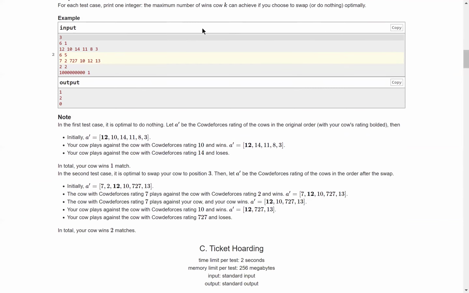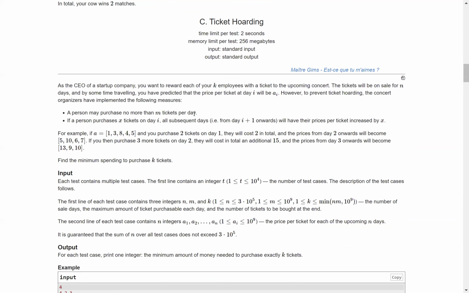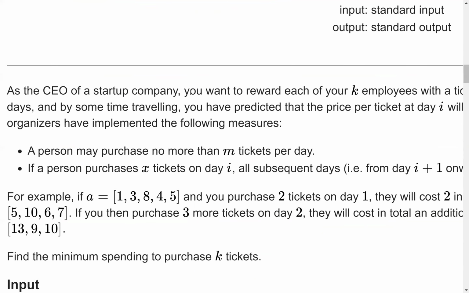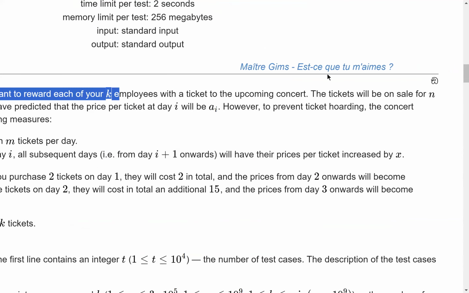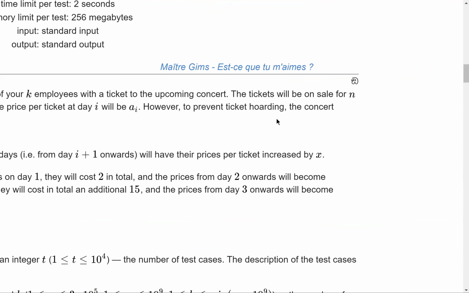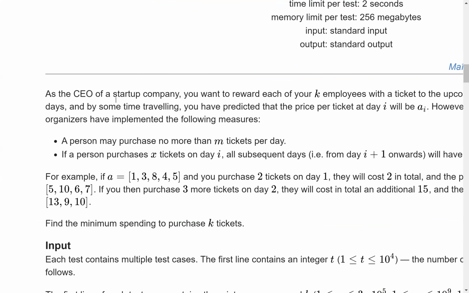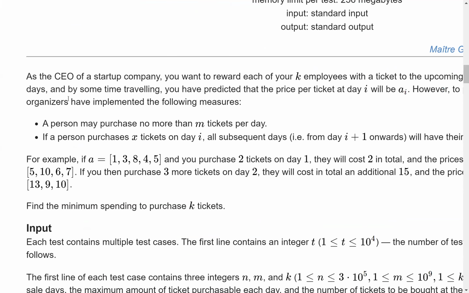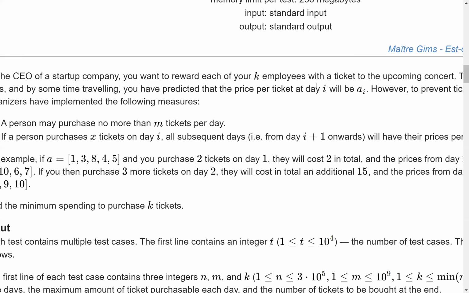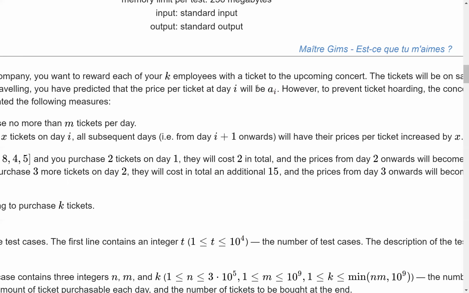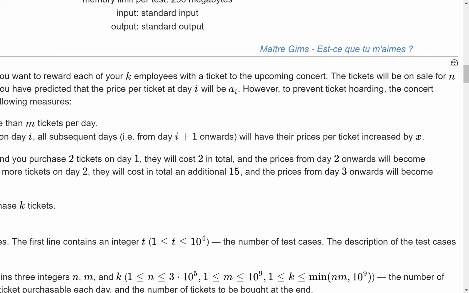This is the third problem, ticket hoarding. The problem says that as the CEO of a startup company, you want to reward each of your key employees with a ticket to the upcoming concert, and tickets will be on sale for N days and some time traveling. By some time traveling, you have predicted that the price per ticket at day I will be A[i].